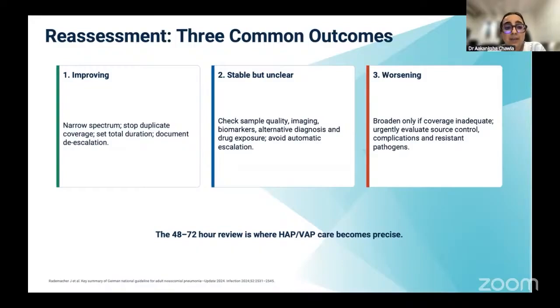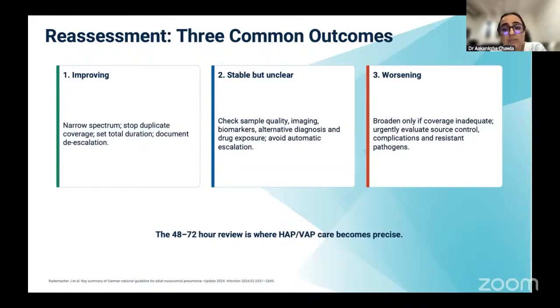If the patient is stable but still unclear, at this point you may have to check your sample quality. What kind of sample did you send? What is your imaging trend showing you? The biomarker trend. Are you dealing with something else? Is it not really an infection? Is your drug dosing appropriate or not? So just because your patient is stable but things are not improving, don't automatically start escalating antibiotics.